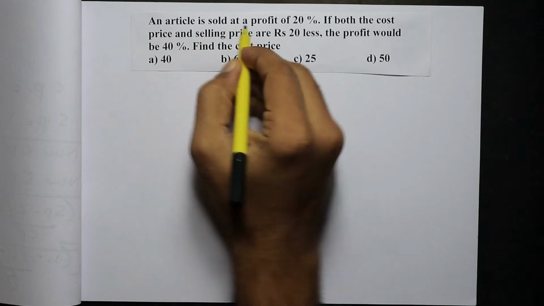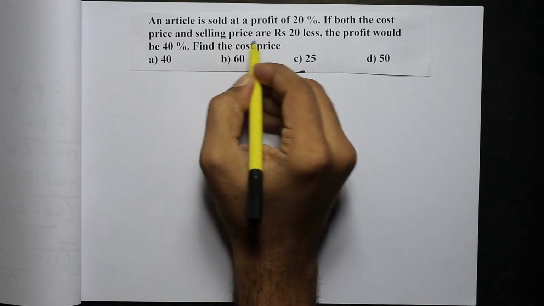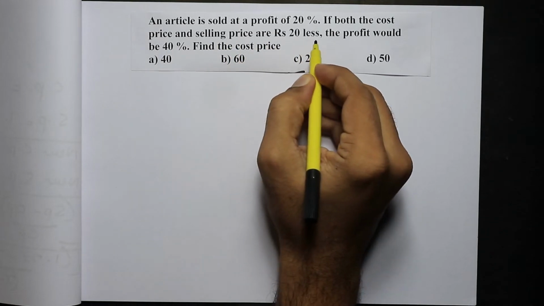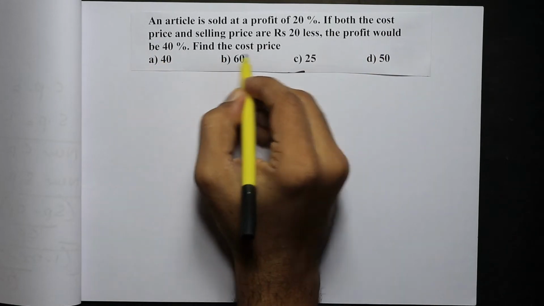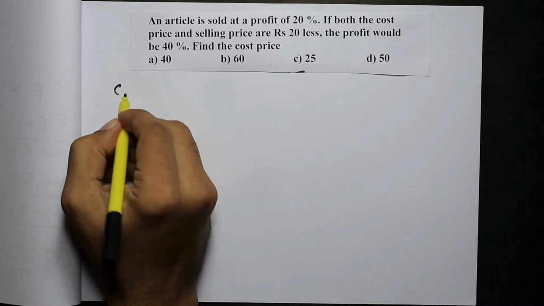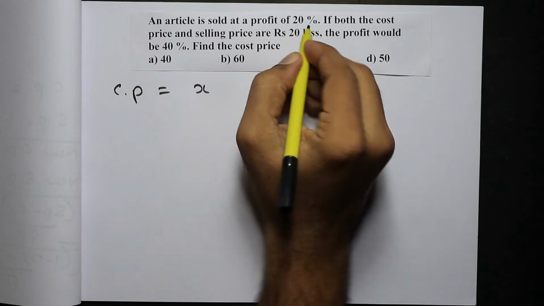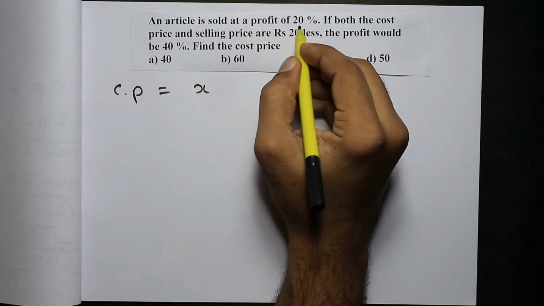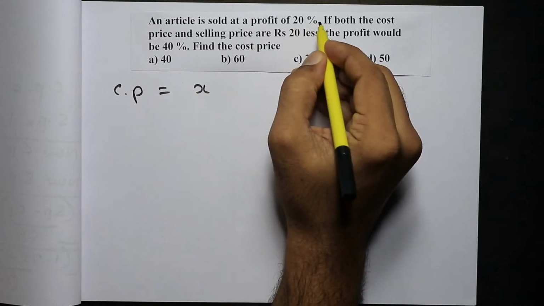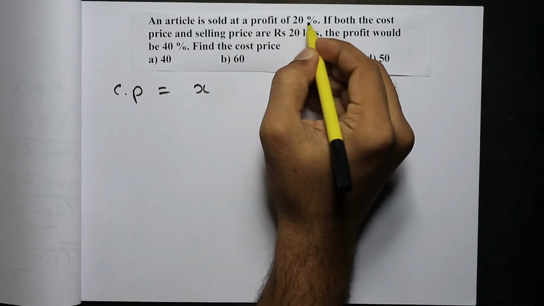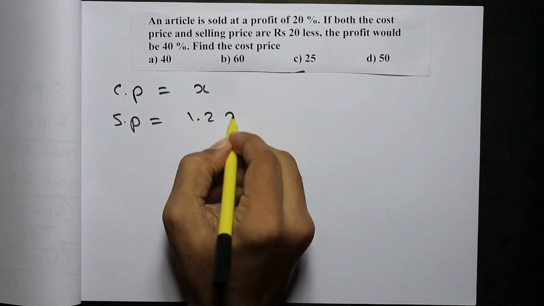An article is sold at a profit of 20%. If both the cost price and the selling price are rupees 20 less, then the profit would be 40%. Find the cost price. So we will assume that the cost price is rupees X. Now it is sold at a profit of 20%. To get a 20% profit, you have to increase this value by 20% and sell it. So if you increase X by 20%, you will get 1.2x. So selling price has to be 1.2x.